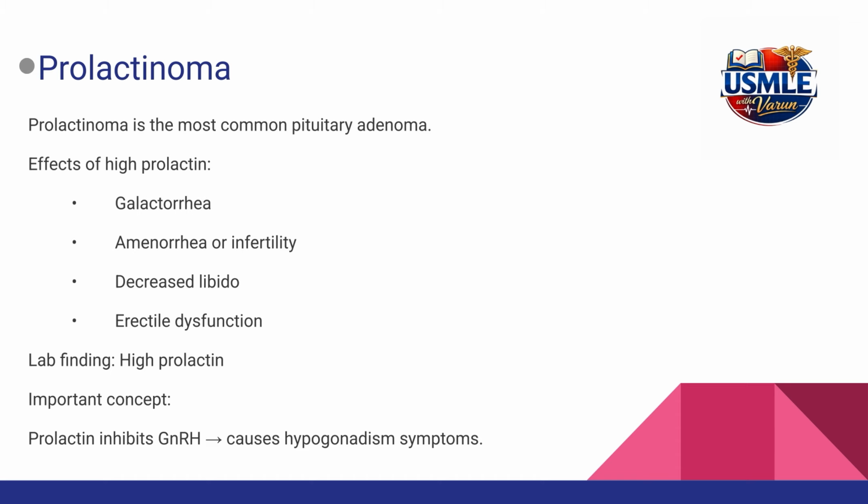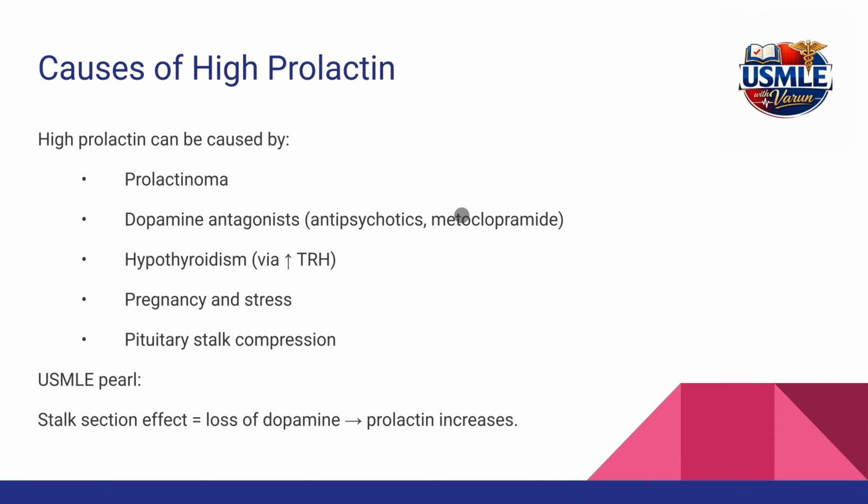Now coming to prolactinoma, which is the most common pituitary adenoma. High prolactin causes galactorrhea, amenorrhea, infertility, decreased libido, and erectile dysfunction. Prolactin inhibits gonadotropin releasing hormone, which explains many of these symptoms. Whenever there is high prolactin, this leads to inhibited GnRH, and inhibited GnRH in turn leads to inhibited FSH and LH. This causes hypogonadism symptoms like decreased libido, erectile dysfunction, amenorrhea, and infertility, and high prolactin also causes galactorrhea, excess secretion of milk.